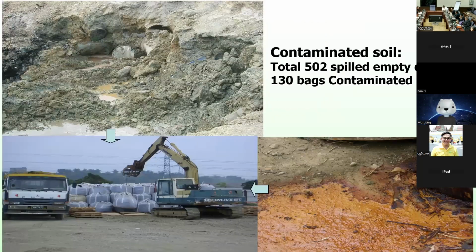For the contaminated soil, there's a total of 502 spilled empty drums, and we packed 130 bags of contaminated soil. One bag is about 1 cubic meter. That's for the area of the 502 spilled empty drums.